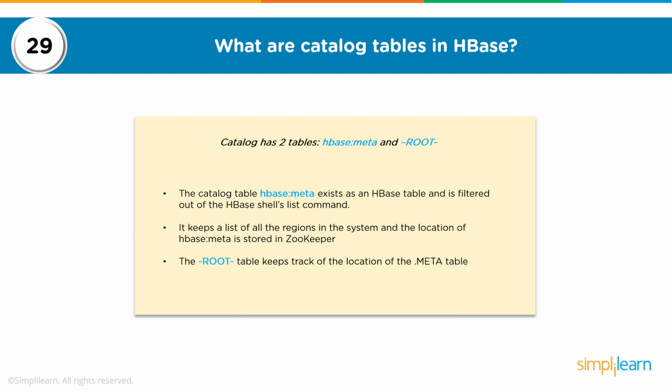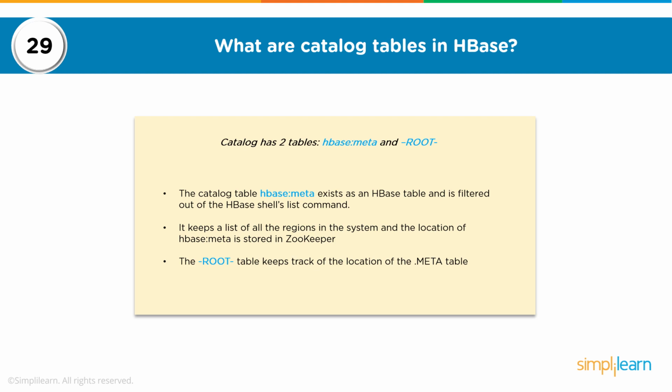What are catalog tables in HBase? So as I mentioned, your Zookeeper knows the location of this internal catalog table, or what we call the meta table. Now, catalog tables in HBase have two tables. One is HBase meta table and one is -root-. The catalog table HBase meta exists as an HBase table and is filtered out of the HBase shell's list command.